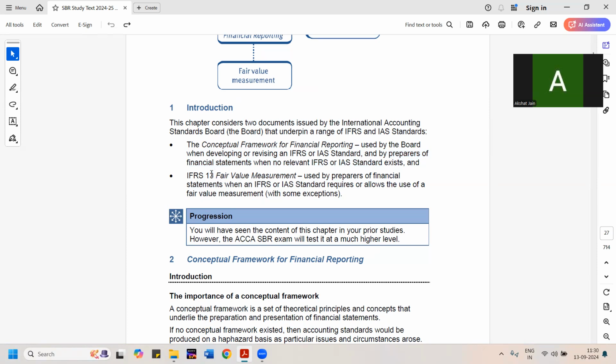secondly, the second component of the conceptual framework is that it involves fair value measurement, and all the elements which are part of our financial reports can basically be measured using fair value measurement, and the conceptual framework lays out a blueprint for the same.